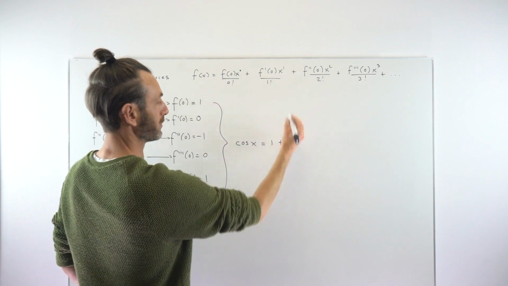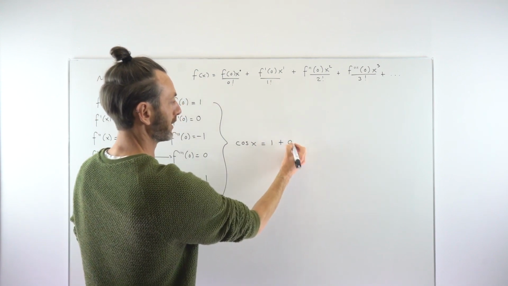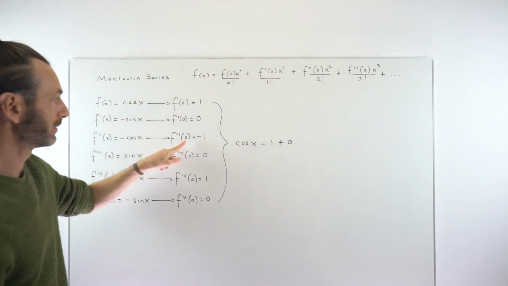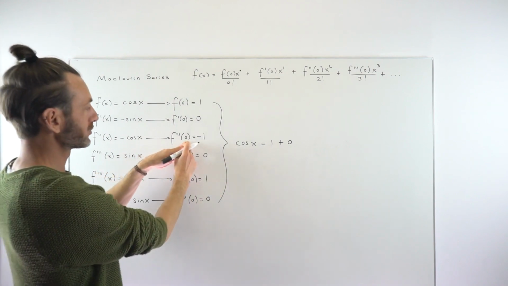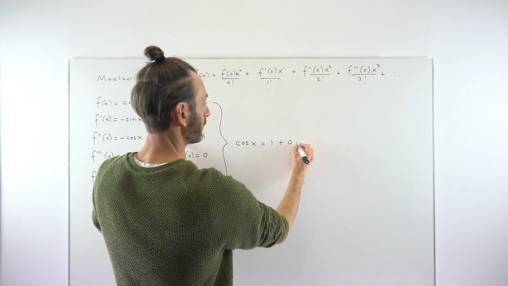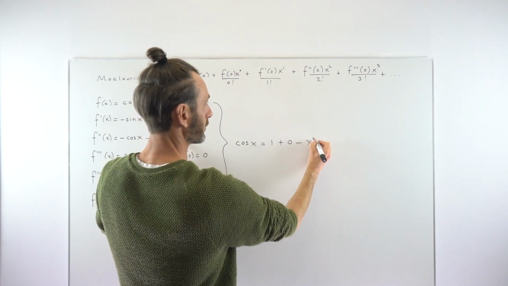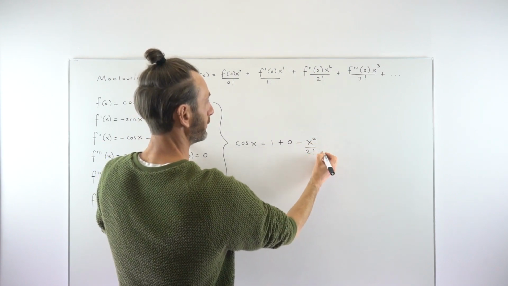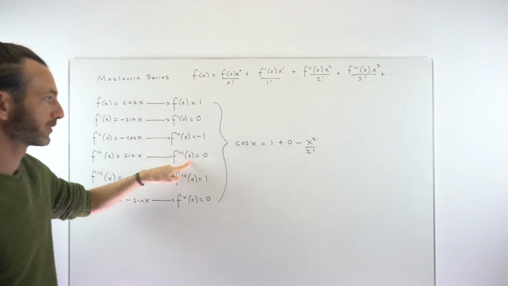So it'll be 0 times x. But again, that 0 knocks everything out. So we'll just write in the 0 for the time being. Got to keep track where you are. So we're now on to this one, which is this guy here. It's a negative this time. So it's going to be negative 1x squared over 2 factorial. 2 factorial is 2, but we'll just leave it as 2 factorial.